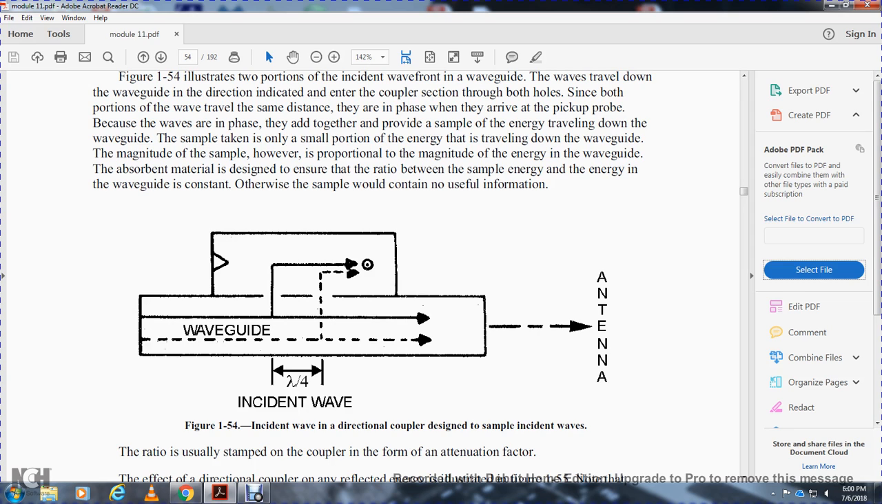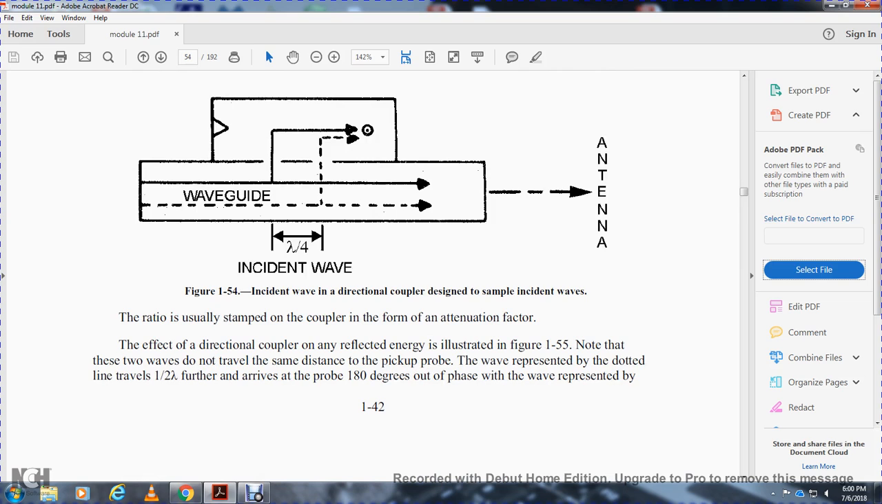Incident wave. The directional coupler is designed to sample the incident wave. The antenna of the incident wave, the waveguide. The ratio is usually sampled on the coupler, informed with the attenuation factor. The effect of the directional coupler with the reflected energy is illustrated in Figure 155.